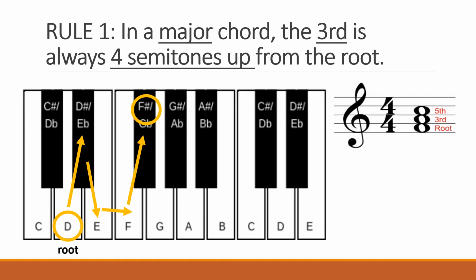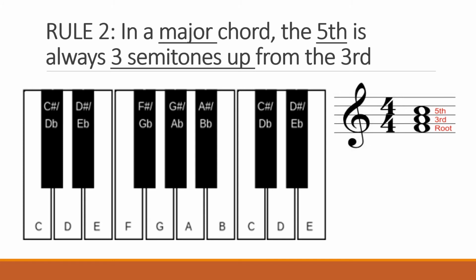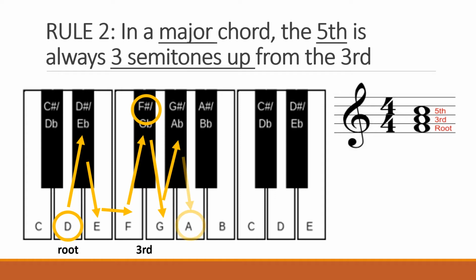That's my third. Now to find the fifth, we use rule 2. In a major chord, the fifth is always 3 semitones up from the third. This is what we've done so far. We've chosen our root, D. We've gone up our 4 semitones to the third. Now from that third, I need to count up 3 semitones to find my fifth. 1, 2, 3, which means that A is my fifth.